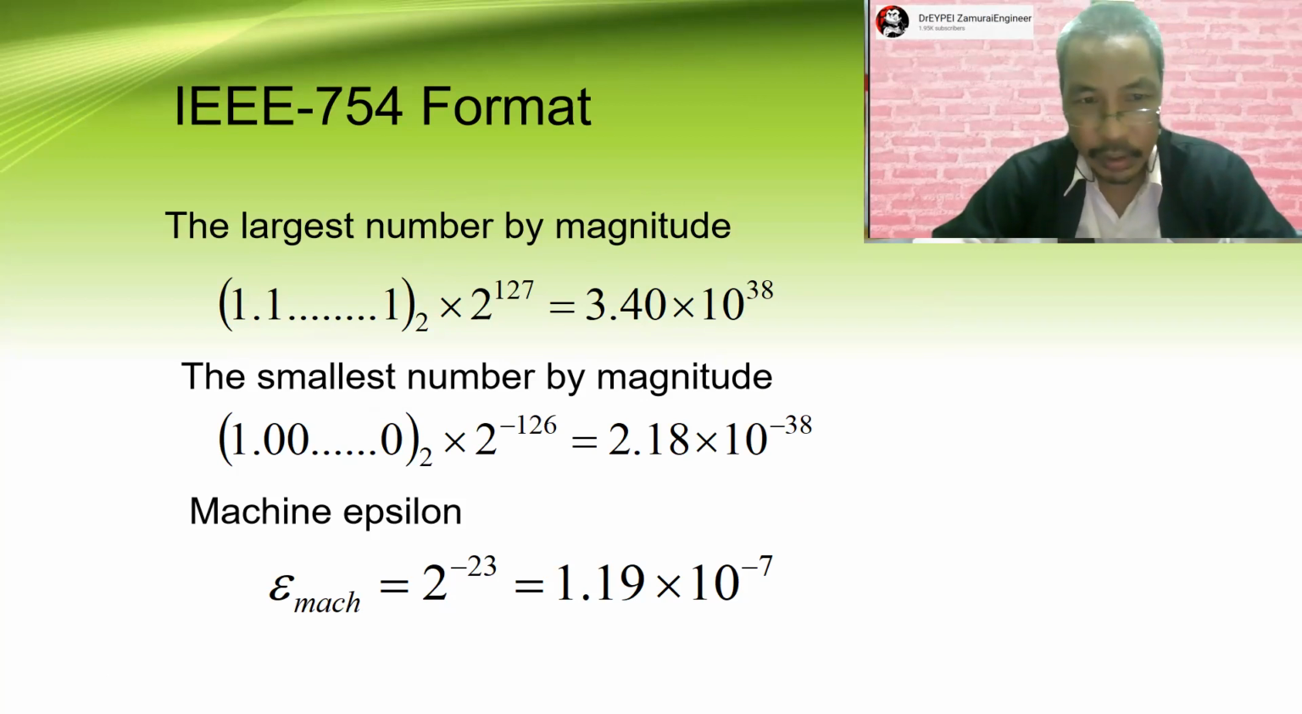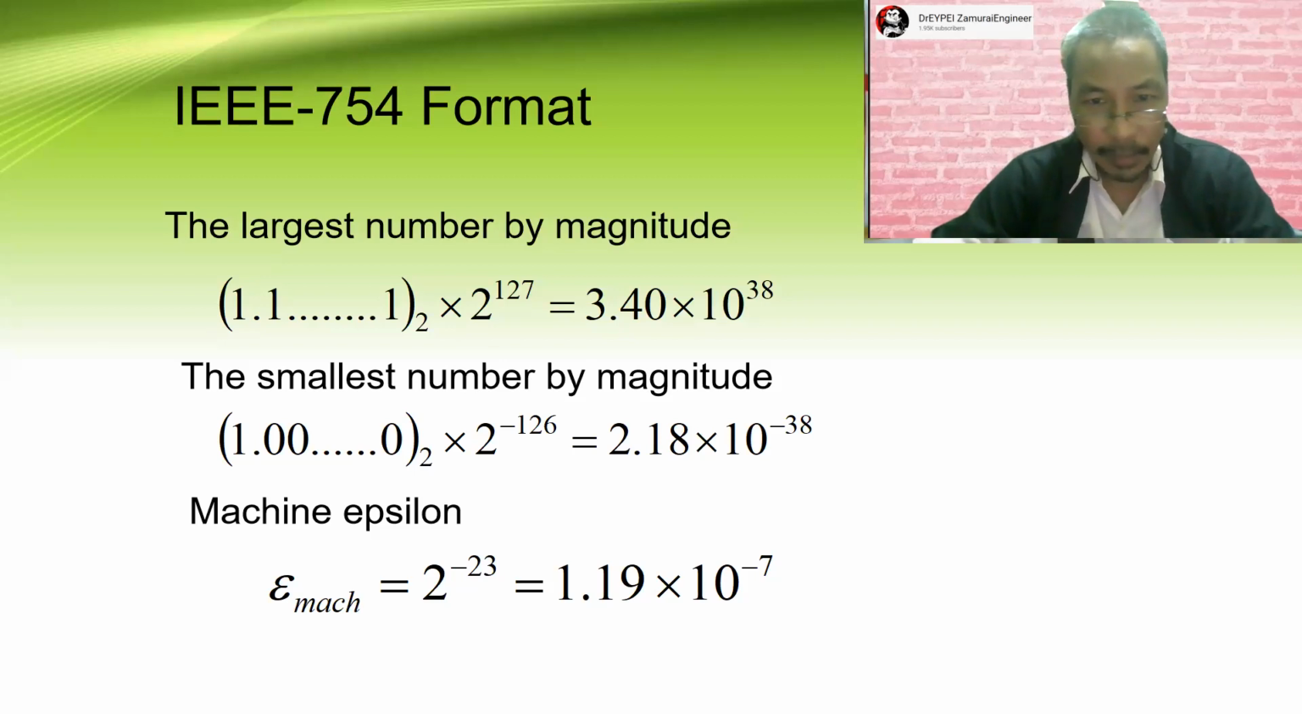The largest number by magnitude. Out of that, what is it? All 1s and 2 raised to the 127, because the maximum is 127. So that is the largest number. If you convert this, you can use your calculator. That is equal to 3.40 something times 10 to the exponent 38. Okay? You can immediately confirm this. I don't need to do it anymore. I will show you one, two, three times, then you can do it on your own.